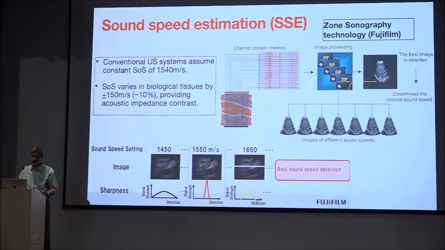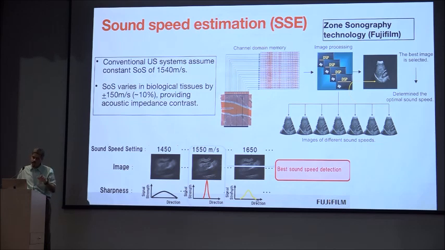Something very elegant: sound speed estimation. This is actually the prototype from Fujifilm, and it is based on the premise that conventional ultrasound systems suppose that the speed of sound in all biological tissues is 1540 meters per second, and this value is used to convert the time to distance.